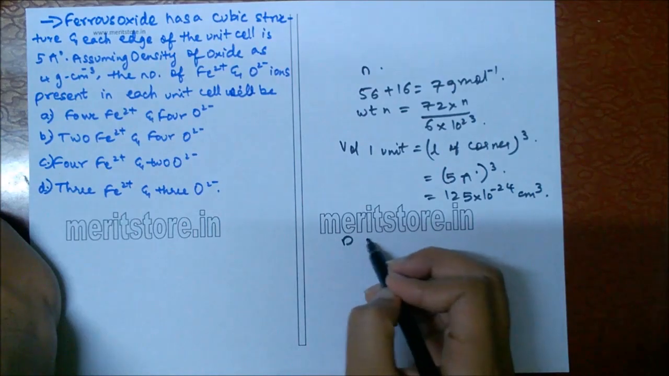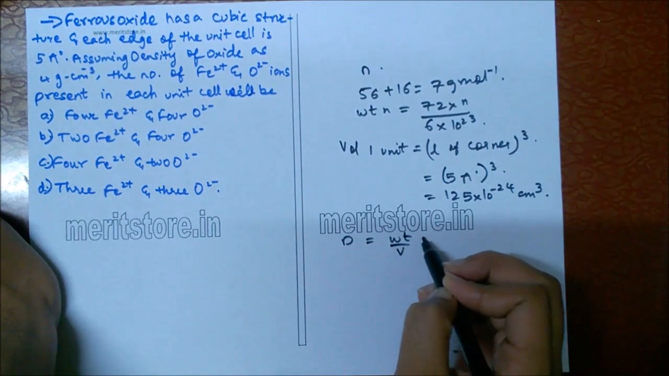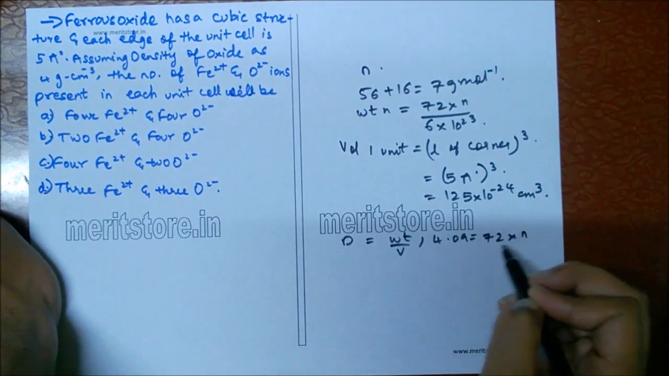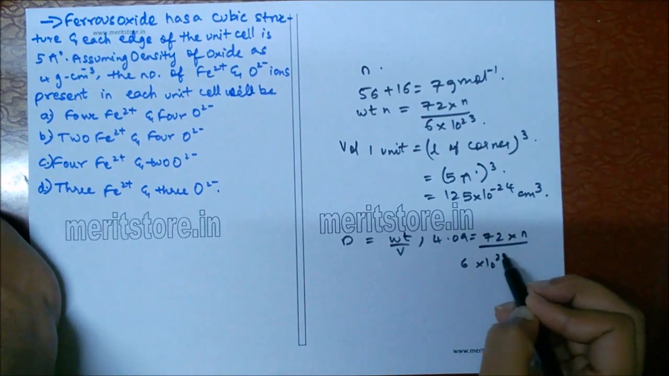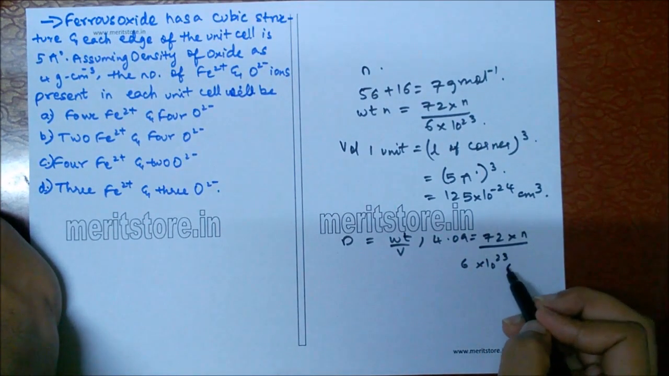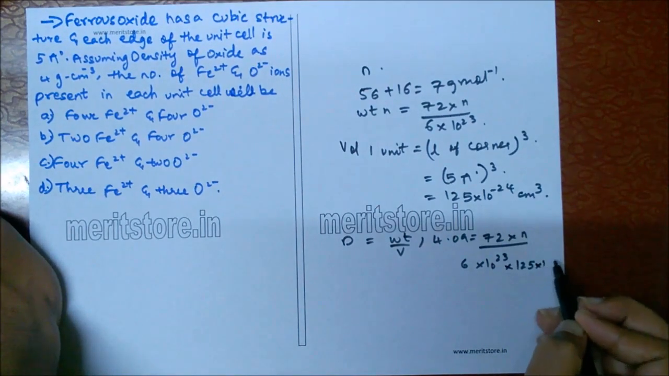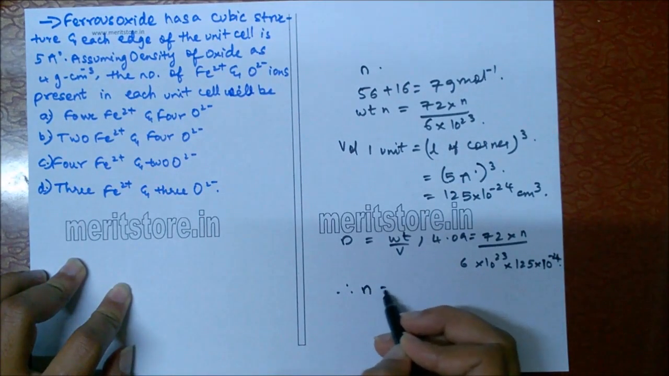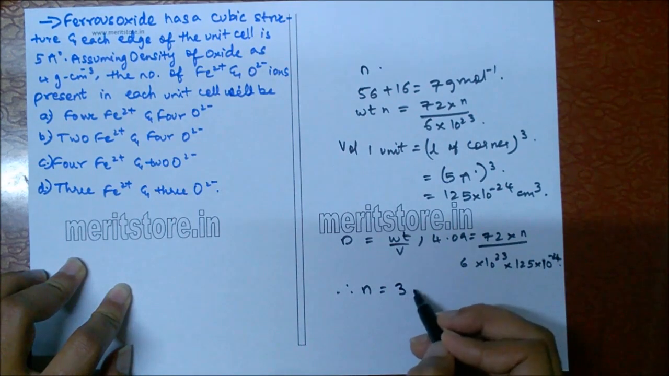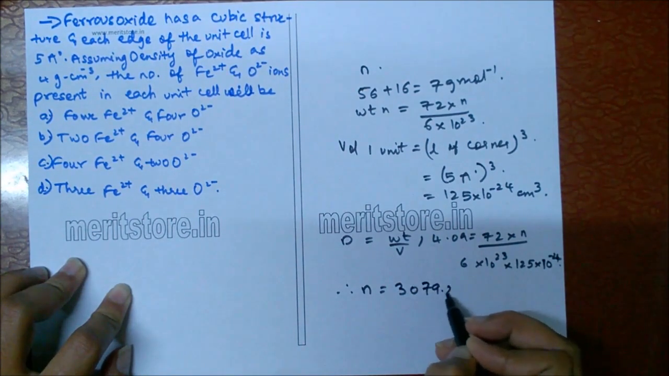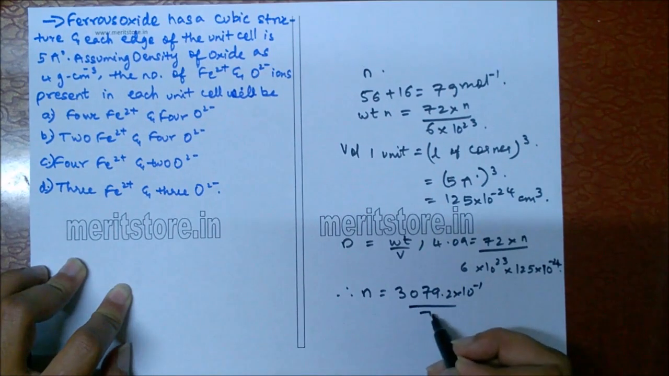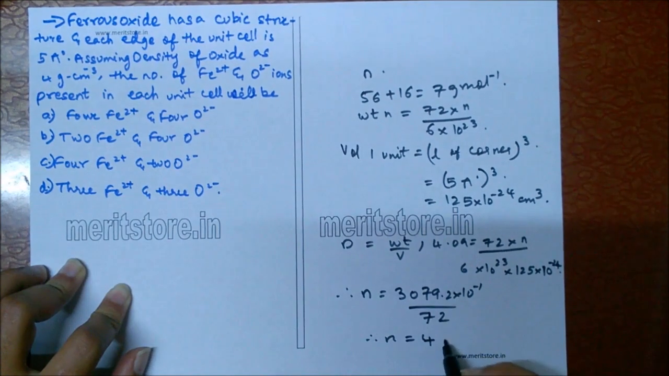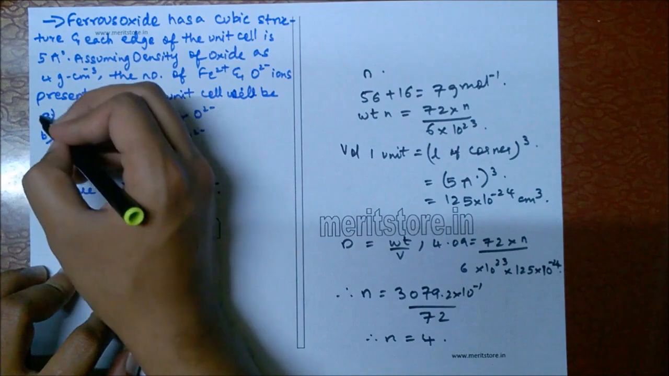So density is equal to weight of cell upon volume. Density is 4.09, which is equal to 72 into N divided by 6 into 10 raised to 23, substituting the value of weight and volume as 125 into 10 raised to minus 24. Finding the value of N, on solving we get 3079.2 into 10 raised to minus 1 divided by 72. On solving this we get N is equal to 4. So option A is the correct answer.